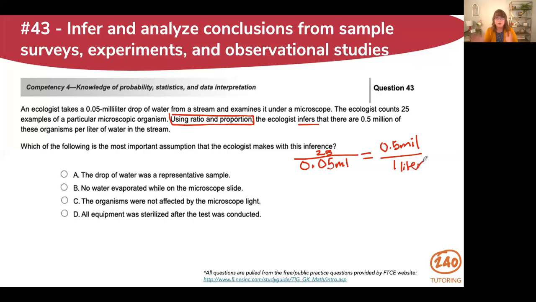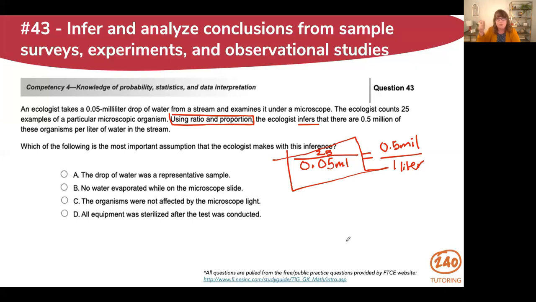So we know that a ratio and proportion was used. So let's think about this. What did I just say about samples? The last question, we're trying to get a subset there. We're trying to get something that represents the whole. He pulled out something that he thought would represent the whole right there. Okay, so we know he took a sample and used that to draw a conclusion about the water in that stream in general.